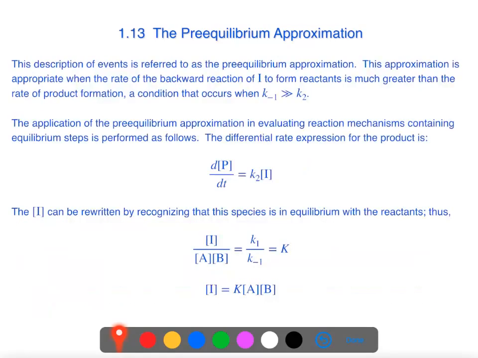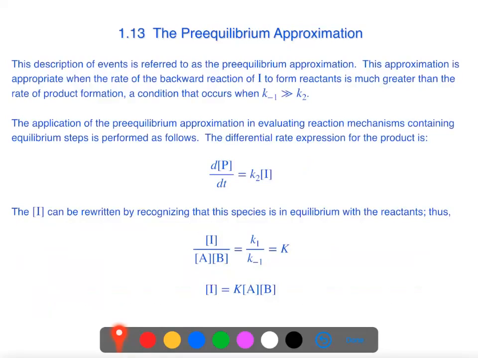This description of events is referred to as the pre-equilibrium approximation. And this approximation is appropriate when the rate of the backward reaction of the intermediate to form reactants is much greater than the rate of product formation, a condition that occurs when the magnitude of the rate constant k minus 1 is much greater than the magnitude of the rate constant k2.